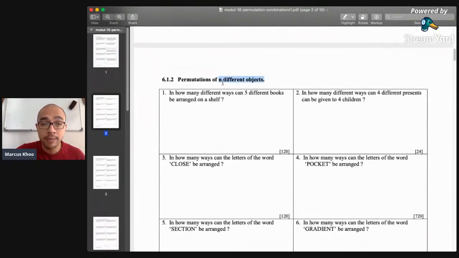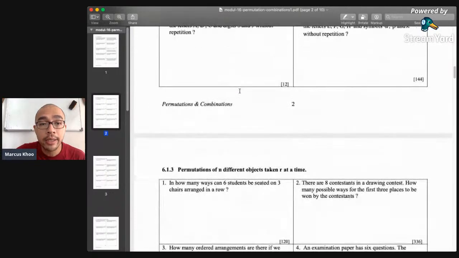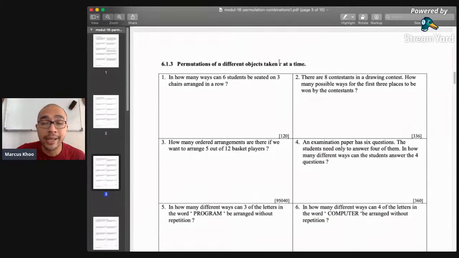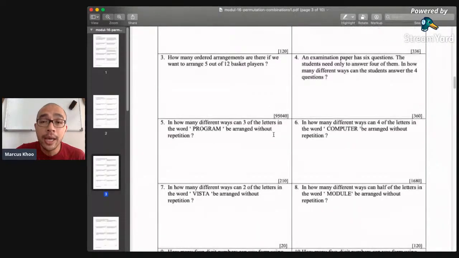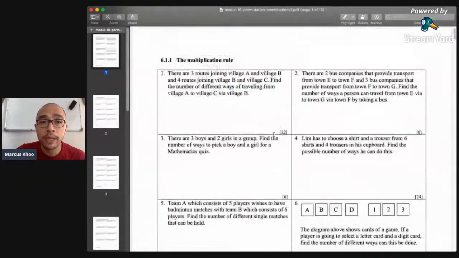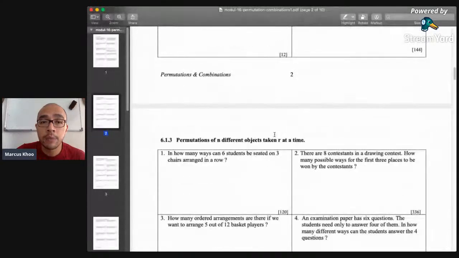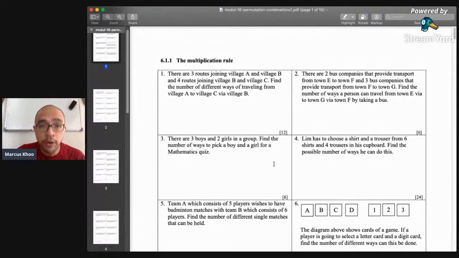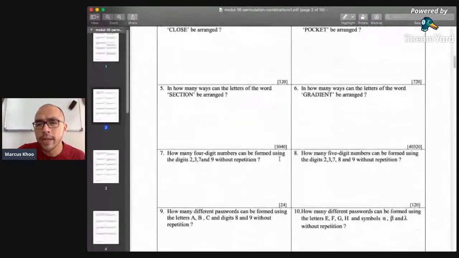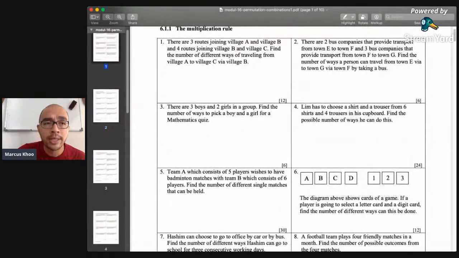N different objects means you have a number of objects and you want to permute everything. So this one is the factorial one. And then the third one is permutation of n different objects taken r at a time. This means you have many and you only want to take some. So this is the nPr one. I want you to answer the first 3 pages first. Just take a look at page 1, page 2, page 3 in this module and answer all the questions there. If you are done, the answers are there. Most of the answers are correct. I think there may be 1 or 2 answers that are wrong.